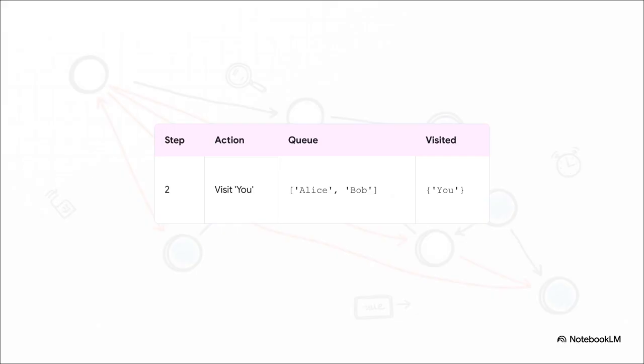All right, step 2. We pull the first person out of the front of the queue, and that's you. We immediately mark you as visited. Then we look at all of your direct friends, in this case, Alice and Bob, and we add them to the back of the queue. Boom, layer 1 is done.